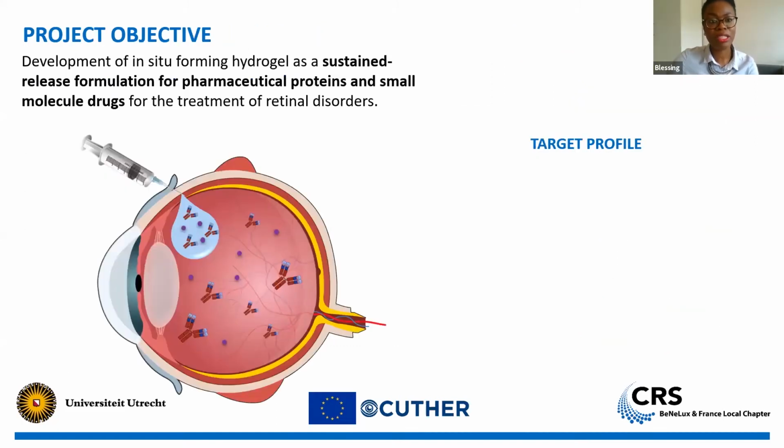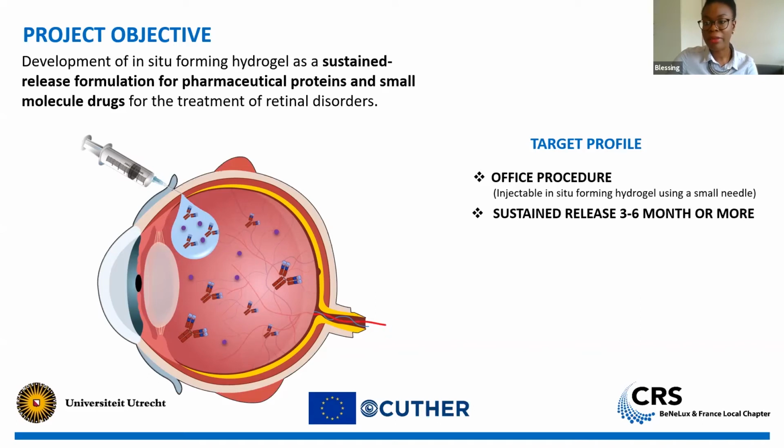So this brings me to the objective of my project at Utrecht University. We are developing an in situ forming hydrogel that will sustain this drug, which could be pharmaceutical proteins or small molecule drugs, for a long period of time. The target profile is an office procedure, so that the physician could do this in the office, or come to the home of the patient, and give these injections in the eye using a small needle, something around a 20 gauge or 30 gauge needle.